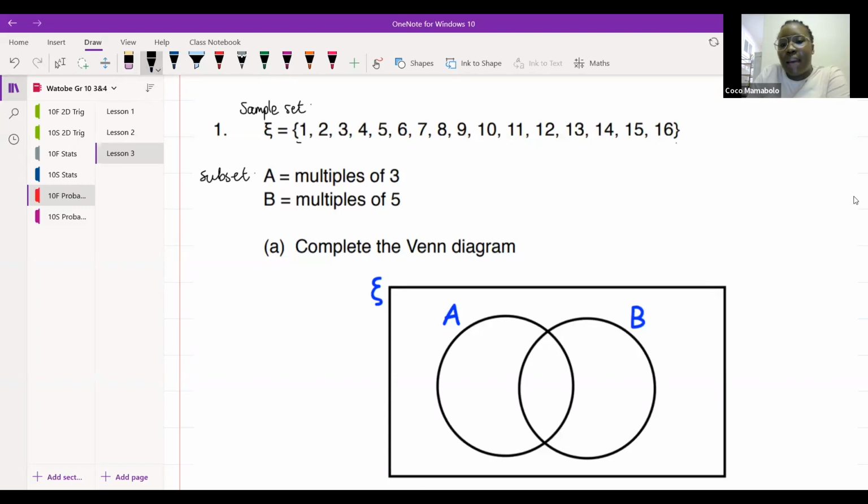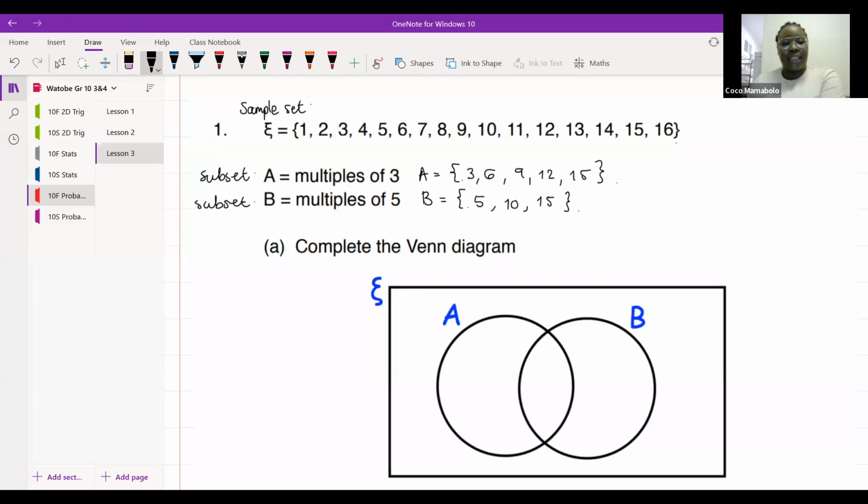So in these numbers that we've got, what are the multiples of 3, peeps? Tell me in the chat. Beautiful. Okay, good. We've got 3, 6, 9, 12, and 15. Then in our subset B, we've got multiples of 5. So from the data we've been given, what multiples of 5 do we have? Good. We've got 5, 10, and 15.